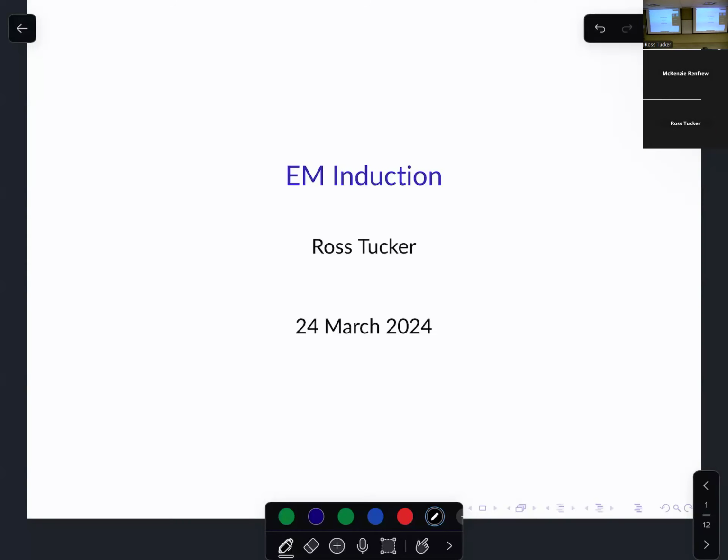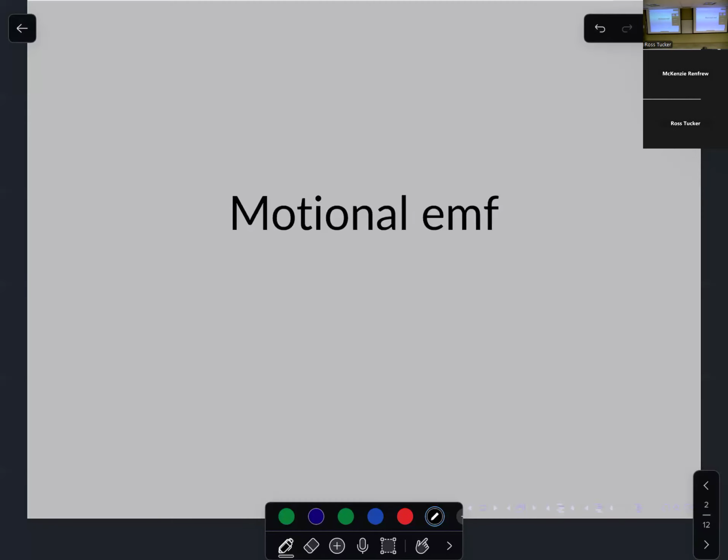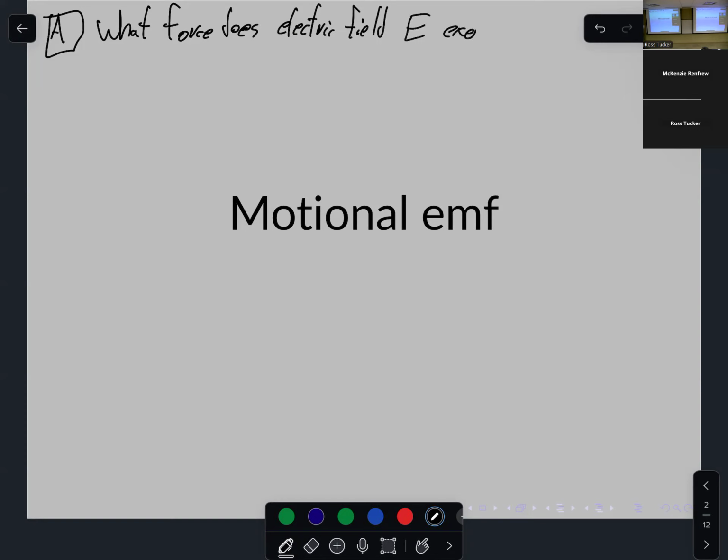Okay. Google Form, here are a couple of questions for you. A, what force does electric field E exert on a charge? B, give me the force in terms of electric field. What voltage does E create? Give me the formula for voltage that links voltage and field.